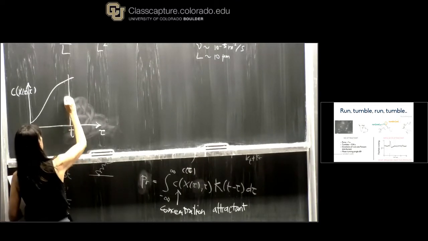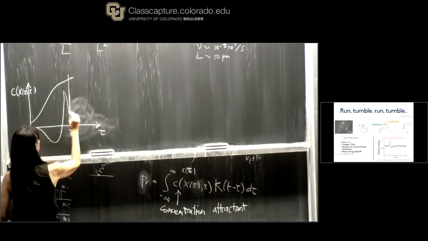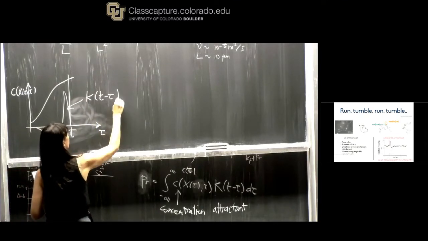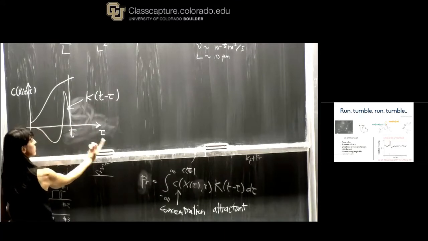Okay, this is the right one. This is k of t minus tau. So t is the origin, and then I have to reflect.